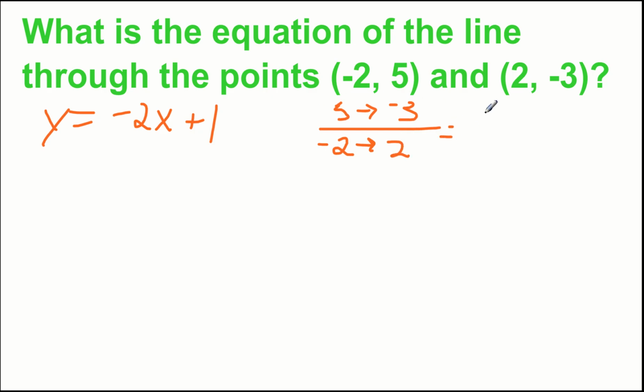5 to negative 3 is decreasing by 8. So that's a negative 8. Negative 2 to positive 2 is increasing by 4. So that's a positive 4. We divide, we got negative 2.